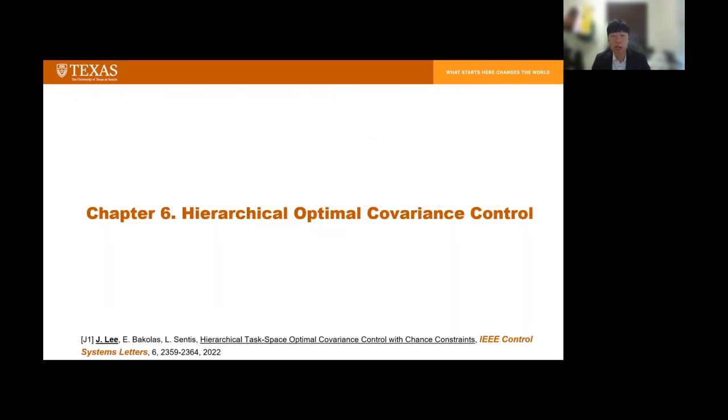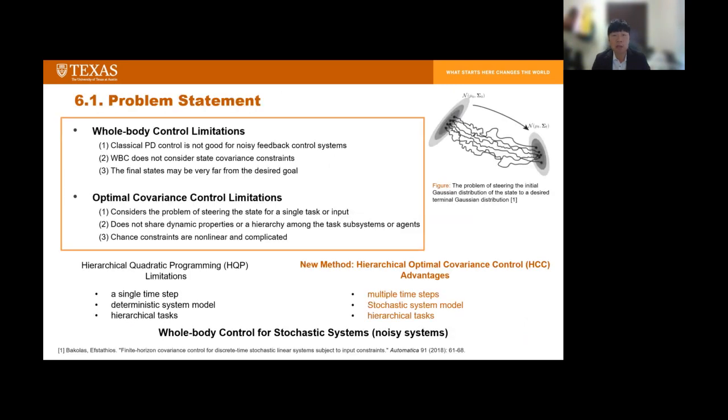This chapter is about hierarchical optimal covariance control. As I mentioned, whole body control is really good, but it also still has a lot of issues and limitations. First, whole body control relies on classical PD control. It is well known PD control is not good for noisy feedback control systems. Also, we cannot consider the state covariance constraint in whole body controllers. For this reason, the terminal state may be very far from the desired goal state.